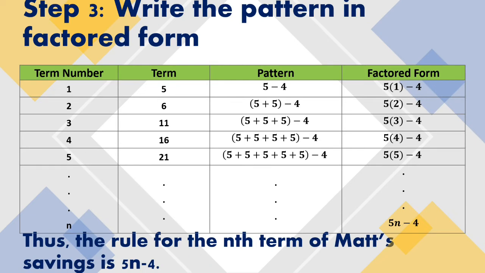Step 3. Write the pattern in factored form. So for the first term, the factored form is 5 multiplied by 1 minus 4. To find the nth term, we are going to use the factored form 5n minus 4. Thus, the rule for the nth term of Math's savings is 5n minus 4, or 5 multiplied by n minus 4.